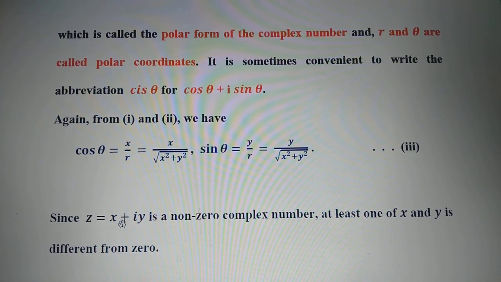Now, since z is equal to x plus iy is a non-zero complex number, if this x plus iy is non-zero, अब non-zero complex number, जीरो कॉम्प्लेक्स नंबर क्या है? रियल और इमेजिनरी दोनों पार्ट अगर जीरो होते हैं तो वो कॉम्प्लेक्स नंबर जीरो कॉम्प्लेक्स नंबर है. ये अगर नॉन जीरो कॉम्प्लेक्स नंबर है, मतलब कम से कम एक पार्ट आइदर रियल और इमेजिनरी, सो एटलीस्ट वन ऑफ दिस एक्स एंड वाई इज डिफरेंट फ्रॉम जीरो. कोई एक तो भी पार्ट जीरो नहीं होना चाहिए.